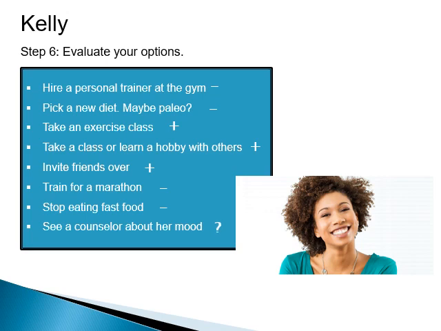Kelly now needs to decide which items on her list are realistic for her. She will place a plus sign by the realistic choices and a negative sign next to the ones that may have more obstacles. She doesn't cross any out because she may change her mind later.